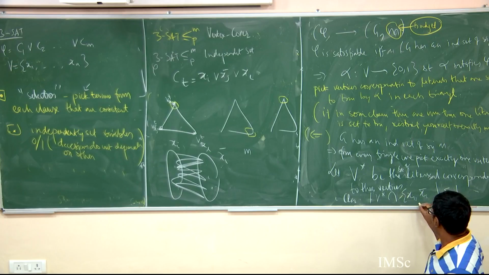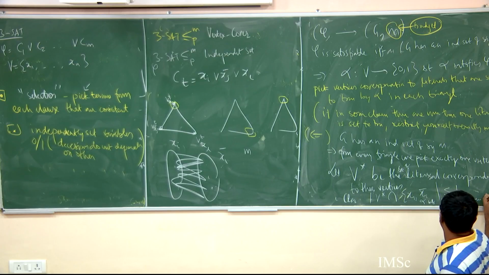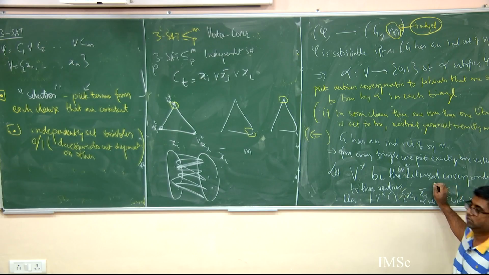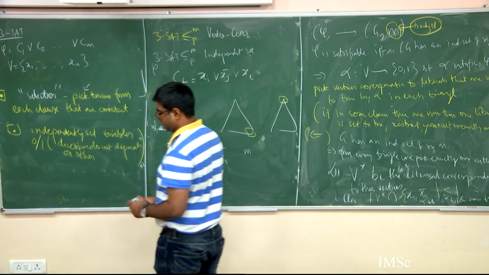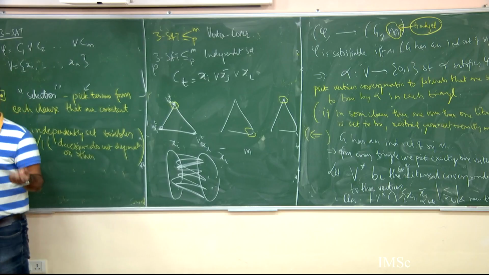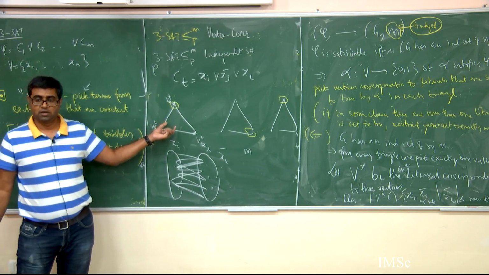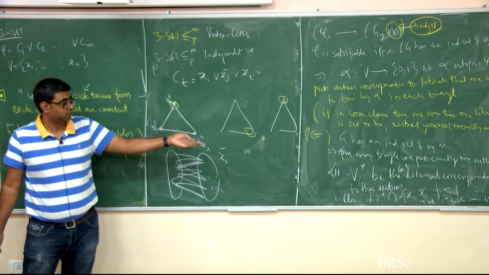Okay, and what is your alpha? Alpha sets V star to 1 and the remaining to 0. That's it. That's your assignment. And why is it a satisfying assignment? Well, it is a satisfying assignment because every literal was part of a clause, right? So you have set them to be 1. So this is your reduction.